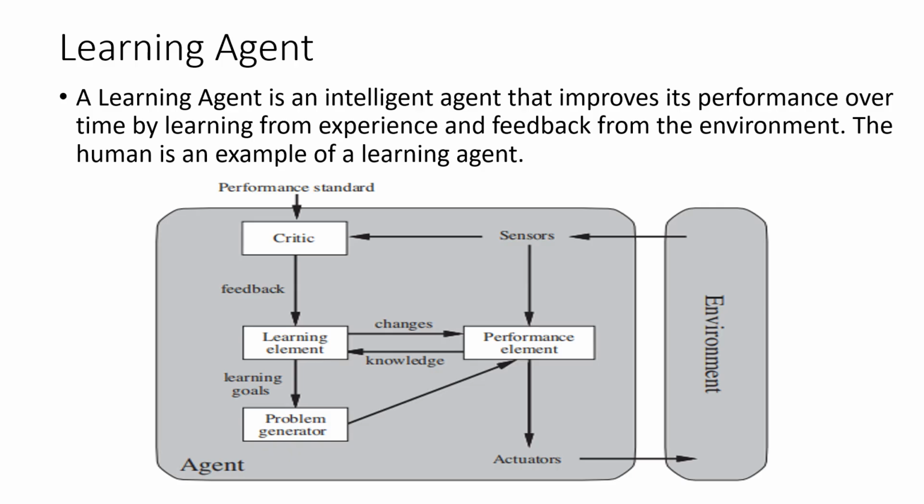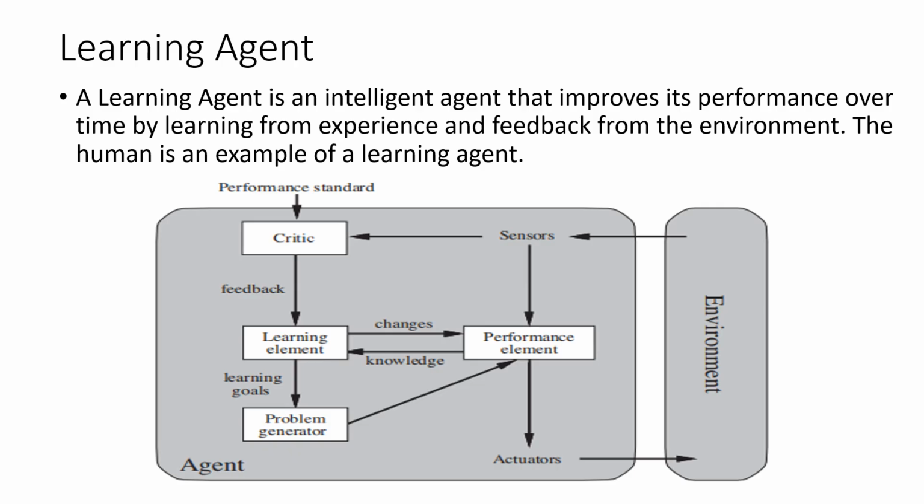Next is the learning element, which improves the agent's behavior over time. It uses feedback from the critic and modifies the knowledge of the performance element. For example, it updates the rules or models and learns better strategies. So this component is responsible for learning and improvement.